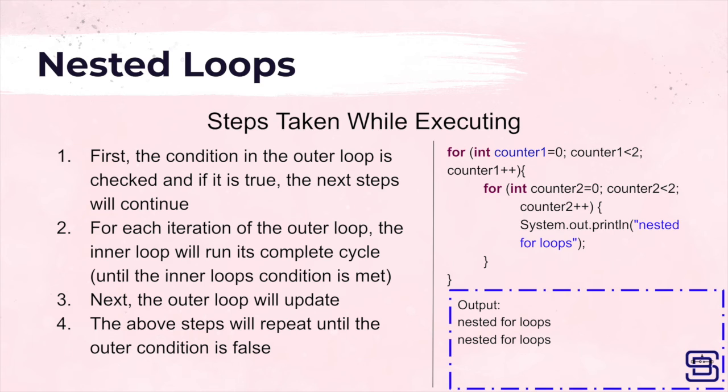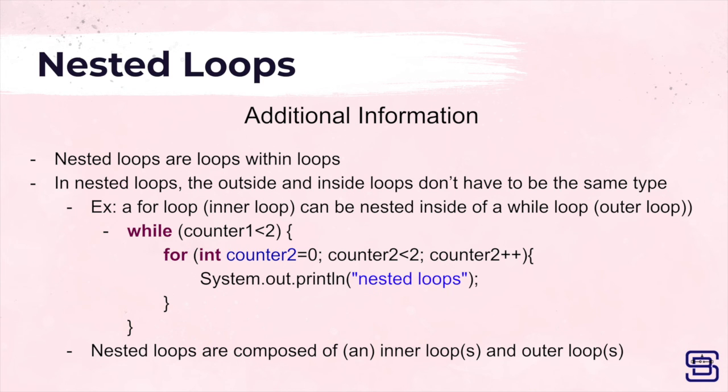Since 1 is less than 2, the inside loop will execute again. Counter 2 starts at 0 again, and since 0 is less than 2, "nested for loops" will print another time. Counter 2 will then update to 1, and since 1 is less than 2, "nested for loops" will print another time. Counter 2 will then update to 2, but this time 2 is not less than 2, so the inside loop will stop executing and the outside loop will update again. Counter 1 will then become 2, but now 2 is not less than 2, so this nested for loop will end. Nested loops are loops within loops.